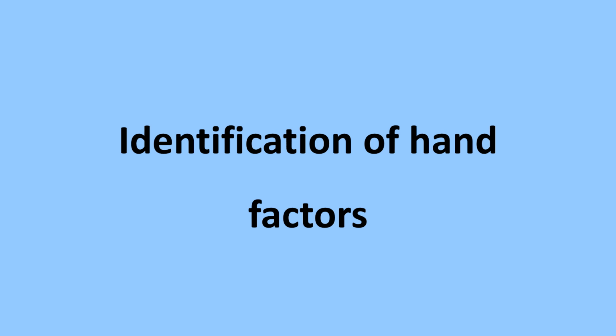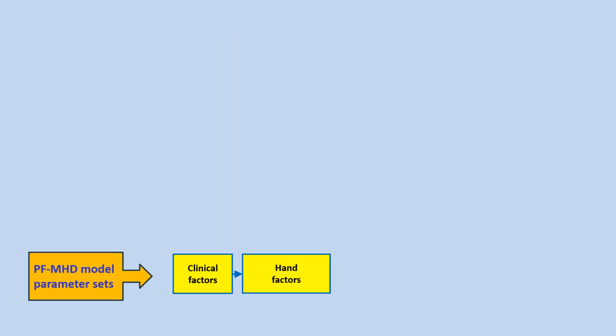Identification of hand factors. Recapitulation of the peripheral factor model. The model has 3 parameter sets. One set consists of the physical properties of the musician, with focus on the musculoskeletal system of the hand and possible clinical factors. This set determines the playing movements the musician can physically make.